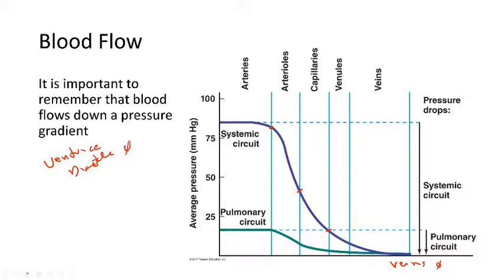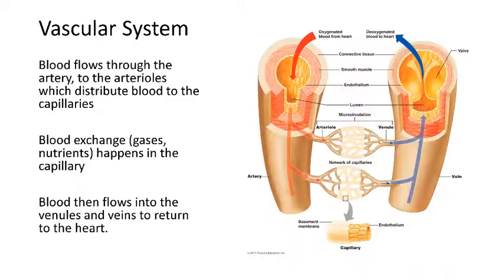And this graph also shows that the pulmonary is much lower pressure than the systemic, because that is how we're going to deal with the length difference. And we already have seen that the right ventricle has a thinner wall than the left ventricle. So down our pressure gradient we go.